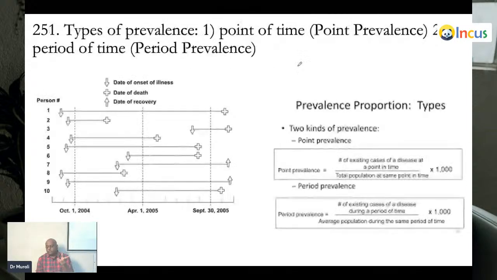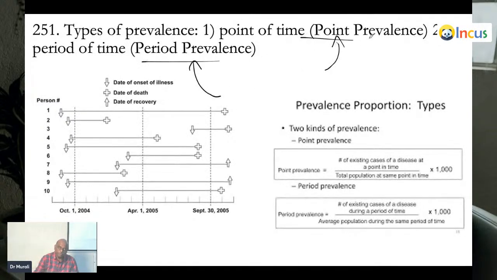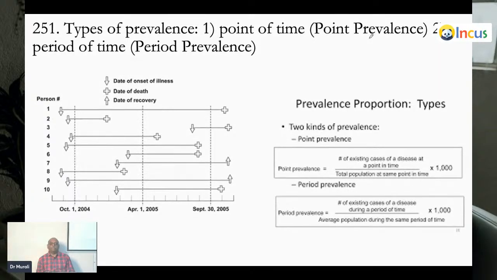Now, there are 2 types of prevalence. One is called point prevalence. Period prevalence are the 2 types of prevalence that you need to remember. Suppose you have seen the old and new cases only during a single point of time, 10th February, only a single point, that is point prevalence. You have done it over a period of 6 months, that becomes period prevalence. That's what you should remember.